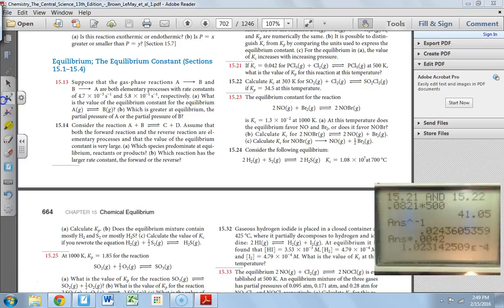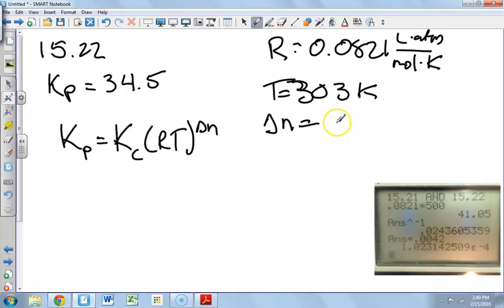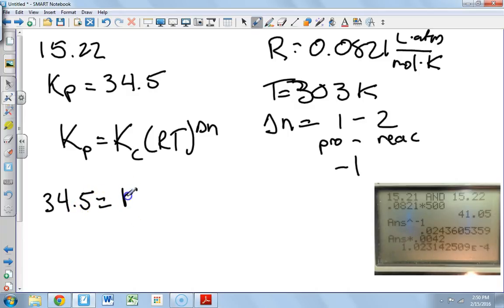And delta n is the difference in the number of moles of gas. For products we have 1 mole of gas, and for reactants we have 2 moles of gas. So it's the same thing here: delta n is 1 minus 2, because this was products minus reactants, so negative 1. Now we plug in, and just be careful here, because it's not exactly the same as the last one. We have 34.5 equals Kc times 0.0821 times 303 to the negative 1.